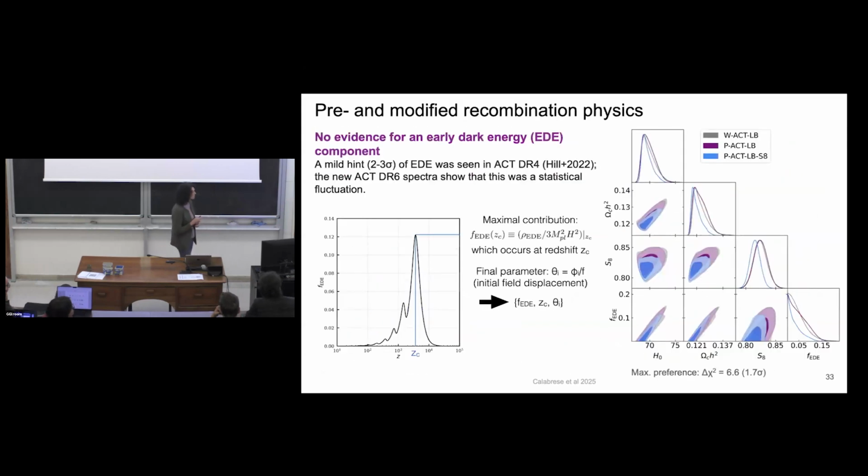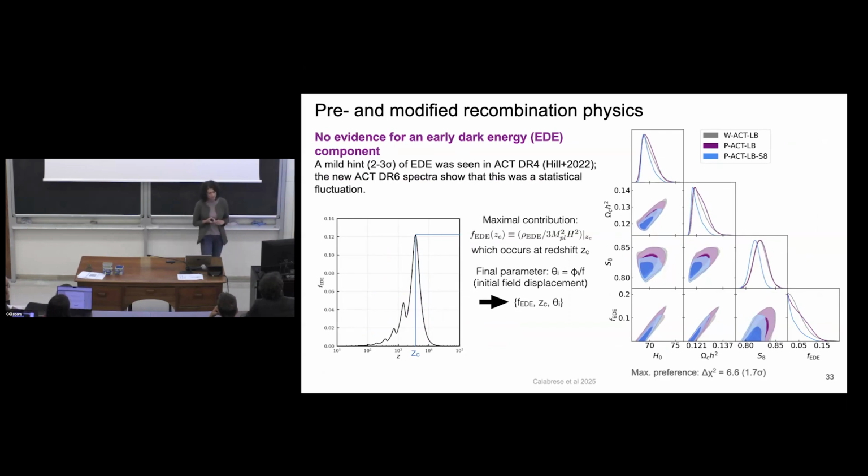I want to mention this briefly. There has been a lot of work going on in this early dark energy model in the community, both from a theory point of view and from a phenomenology and data analysis point of view. This model got a lot of traction because it was one way of increasing the Hubble constant.